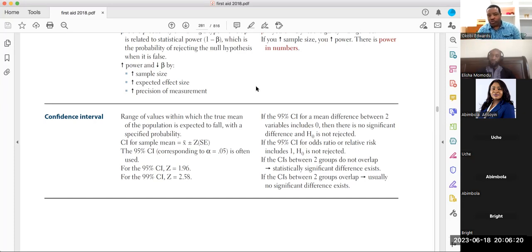You can stop sharing your screen. We've come to the end of the scientific session for today. Dr. Momodu took us through memory lane, what we used to know, the basics from high school, and we're trying to make it make sense in our everyday research activities. Thank you, Dr. Momodu. Thank you, everyone, for tuning in.